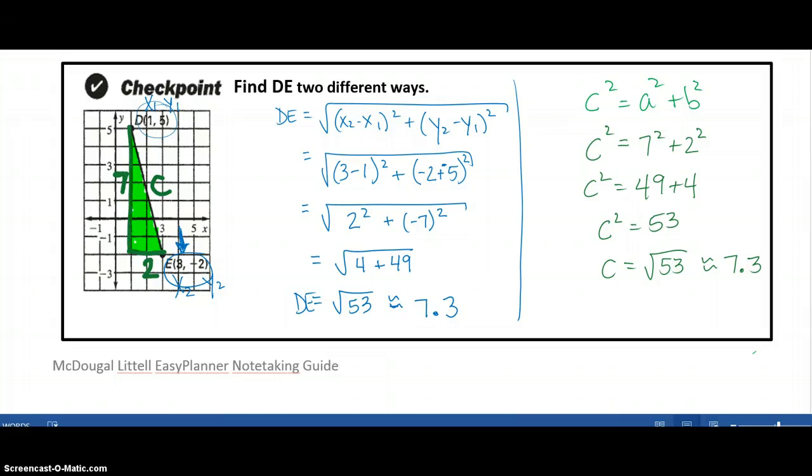Now again, just to reiterate, you have learned 2 formulas today. You have learned the distance formula, and you have learned the Pythagorean theorem, both of which should be written in your blue book so that you can have them available for you on the test or on the quiz, and make sure that you have your definitions, your diagrams, your formulas, all of that stuff should be in your blue book.